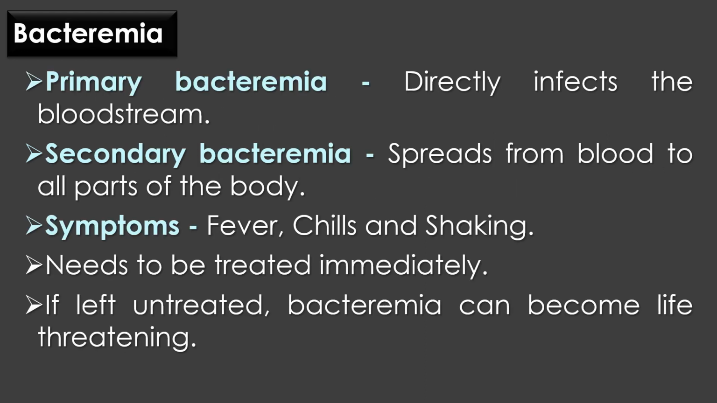The final and seventh clinical disease caused by the Klebsiella pneumoniae is bacteremia. In primary bacteremia, Klebsiella pneumoniae directly infects the bloodstream. In secondary bacteremia, Klebsiella pneumoniae spreads from blood to all parts of the body. Symptoms of bacteremia are fever, chills, and shaking, and the bacteremia needs to be treated immediately. If left untreated, bacteremia can become life-threatening.